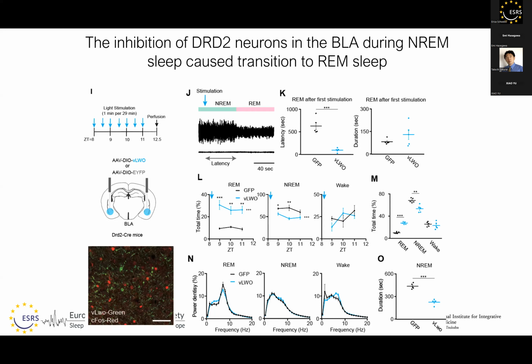And Fos expression was observed in the cellular population surrounding YFP expressing cells, which means these cells are DRD2 positive cells, but not within the DRD2 positive cells themselves, indicating that the inhibition of DRD2 cells in the BLA resulted in the disinhibition of adjacent neurons in the basolateral amygdala.